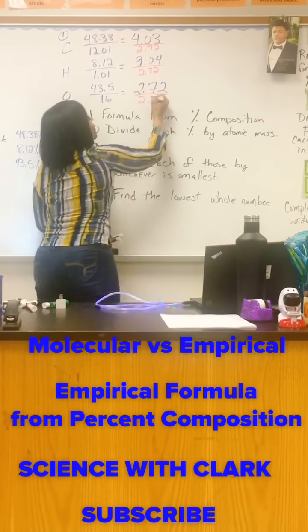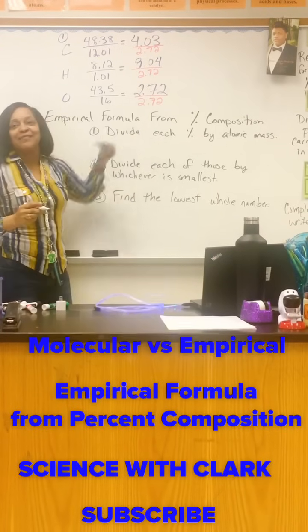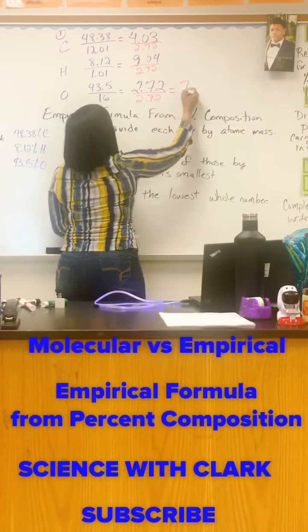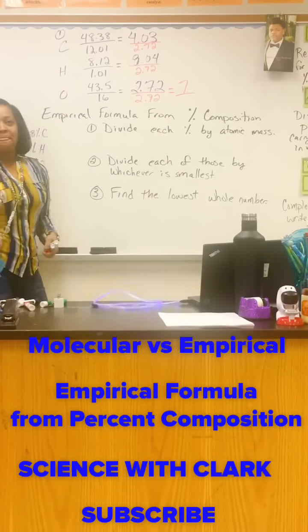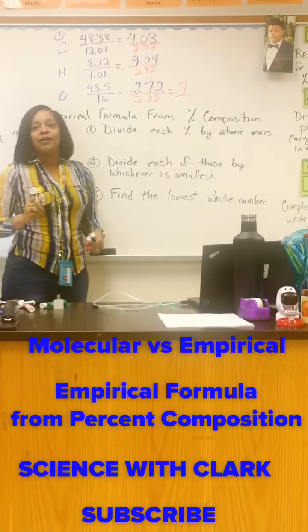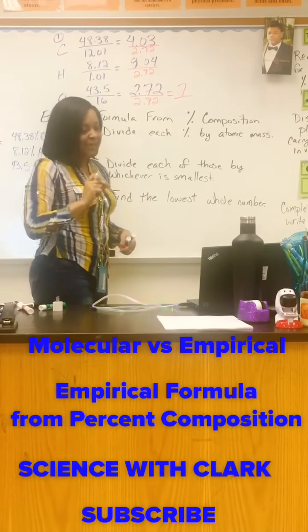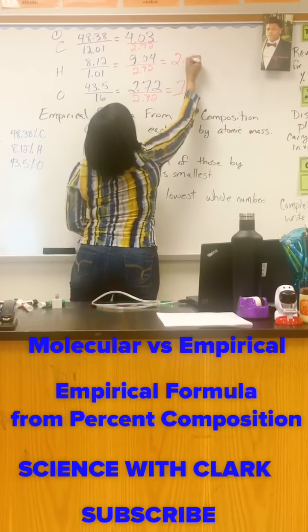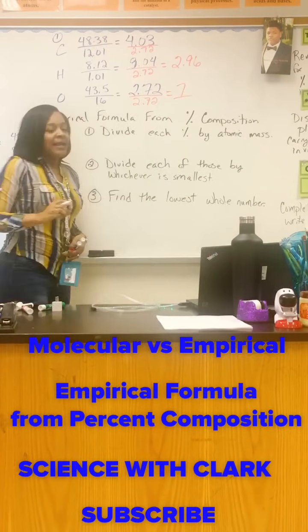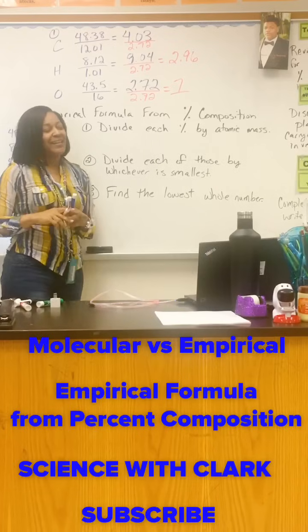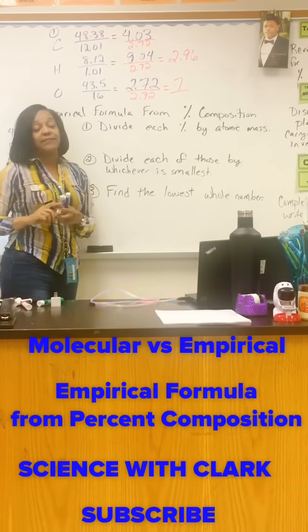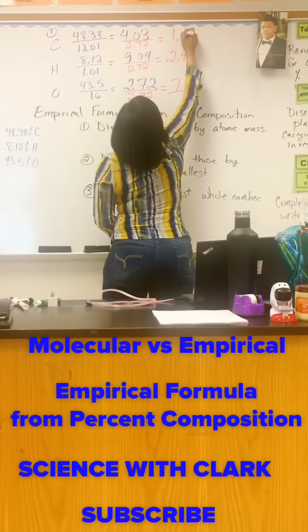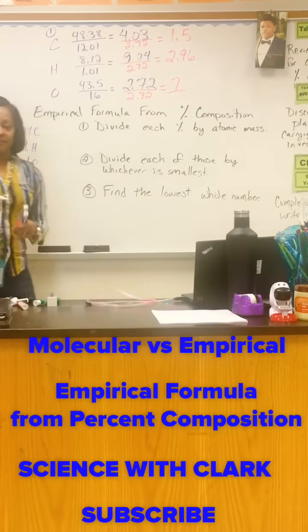I'm going to do the easiest one first. What's 2.72 divided by 2.72? Okay. Hey, smart. What is 8.04 divided by 2.72? It is 2.96. And what is 4.03 divided by 2.72? 1.48. 1.5. Very good. 1.5.